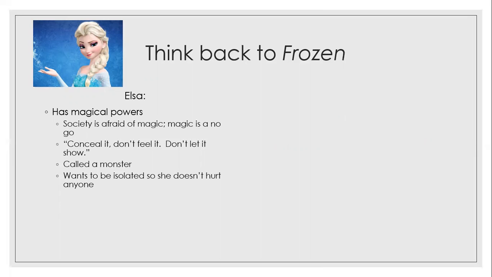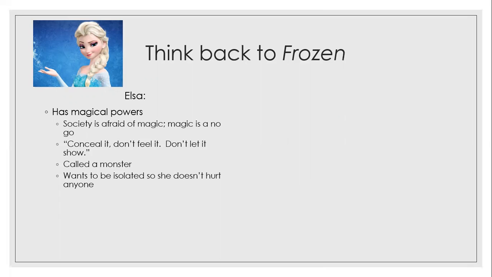She has her gloves as this symbol of repression or suppression of her powers, trying to hide them and conceal them. The Duke of Wesselton at one point calls her a monster when he realizes that she has these powers and that they could be dangerous. She wants to be isolated throughout this story so that she doesn't hurt anybody. That's the whole point of her running away, is that she thinks that she's going to hurt somebody again like she did when she was a kid.